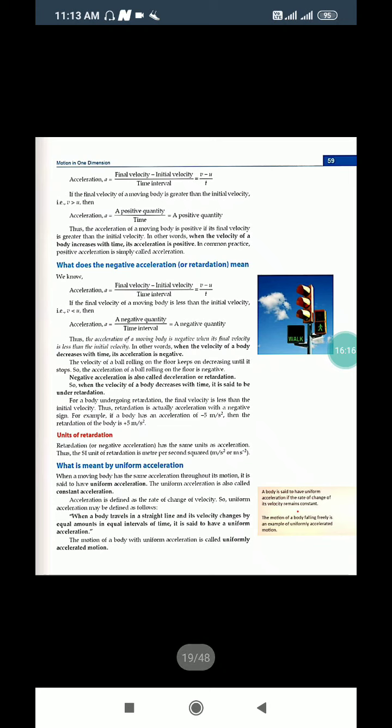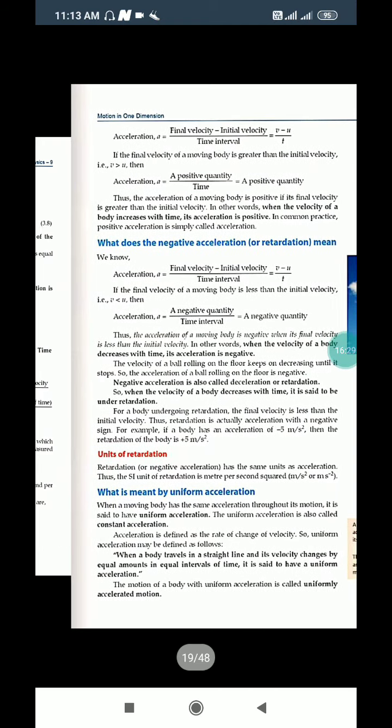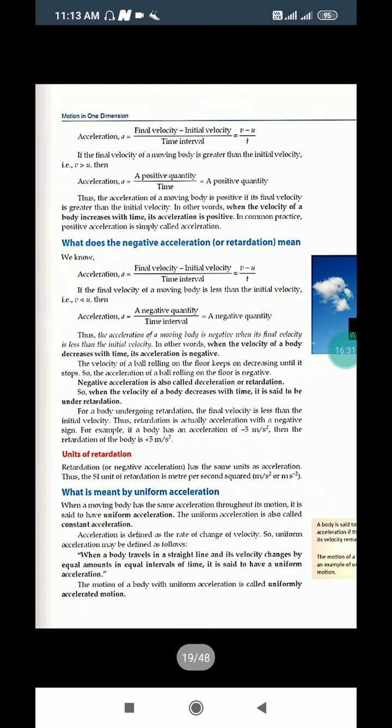Now we will move to retardation. As we know, negative acceleration is also called deceleration or retardation. So when the velocity of a body decreases with time, it is said to be under retardation. And retardation has the same unit as acceleration, that means meter per second square.